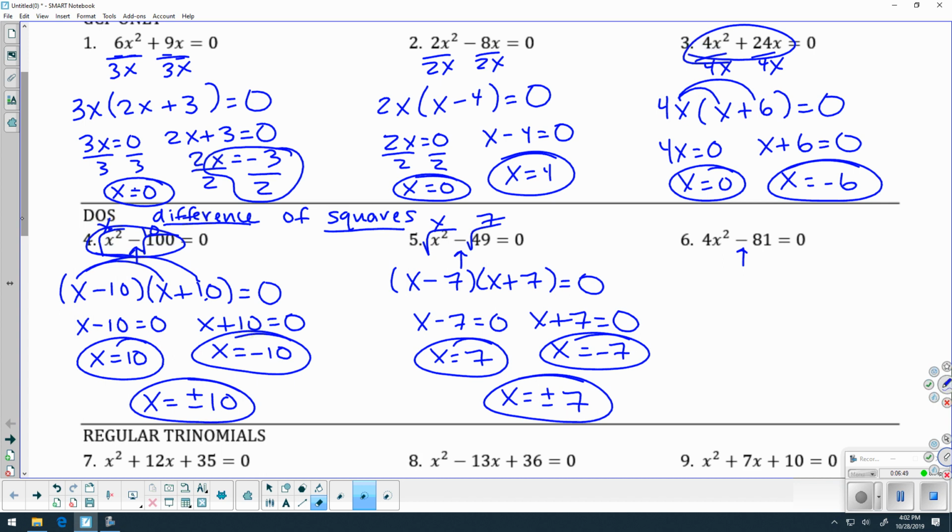Okay, and the last one in this row, take the square root of each term. So square root of 4x squared would be 2x. Square root of 81 would be 9. So this would be 2x minus 9, 2x plus 9. And now we're ready to solve.